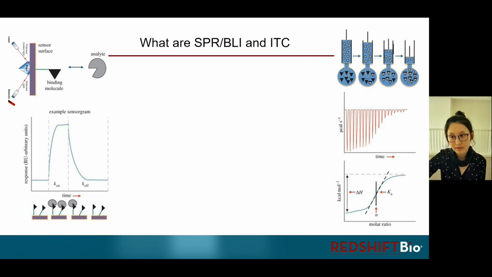So in this figure below, the red curve records the enthalpy changes during this process until the binding and dissociation reaches equilibrium. From this curve, we can get the equilibrium dissociation constant, the big KD, the net enthalpy changes, and the stoichiometry of the reaction.